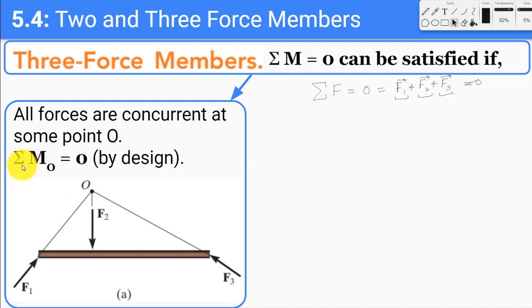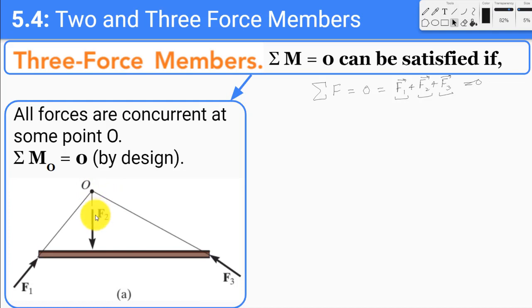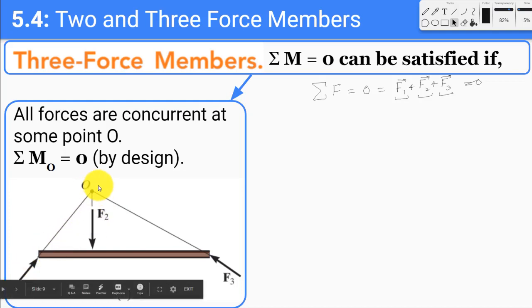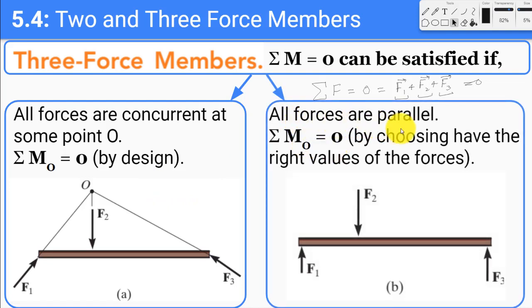So then if we were to find the moment at point O, the moment would be equal to 0 at this point, because all three forces are passing through this point, and so the perpendicular distance for all these three forces would be equal to 0. And the second case would be when all the forces are parallel.